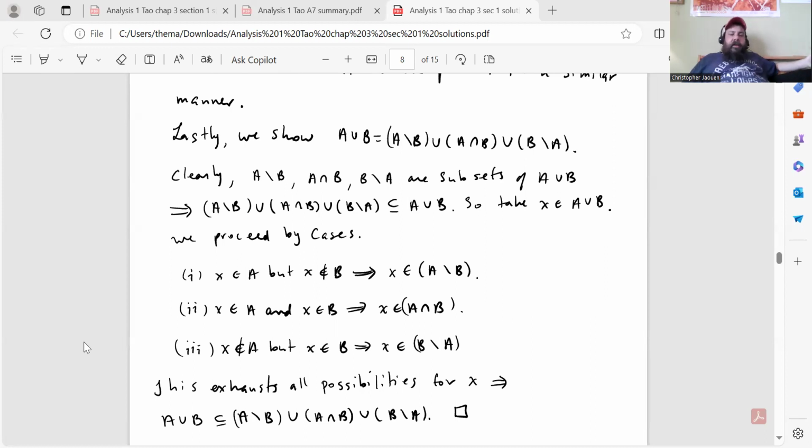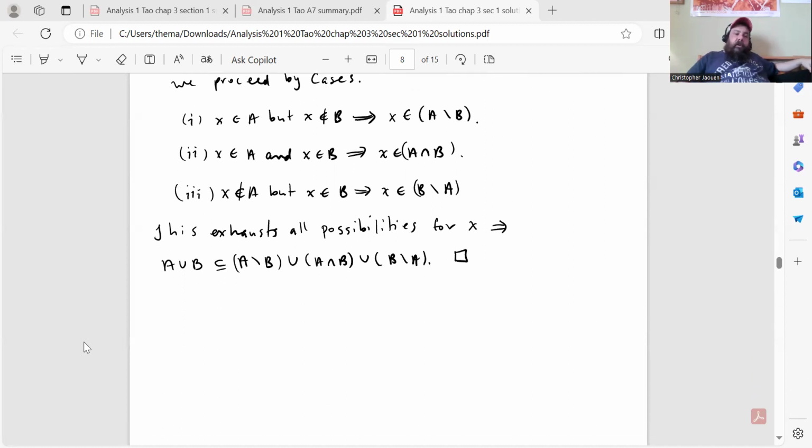Then that means by definition, x is in the set difference of A with B. Case two, if x is in A and x is in B, then by definition, that means x is in the intersection. x not an element of A, but x an element of B implies x is an element of the set difference of B with A, and that exhausts all possibilities for where x can be an element. Therefore, A union B is a subset of the disjoint union of those three sets, which means that since they're both subsets of each other, they're equal to each other.